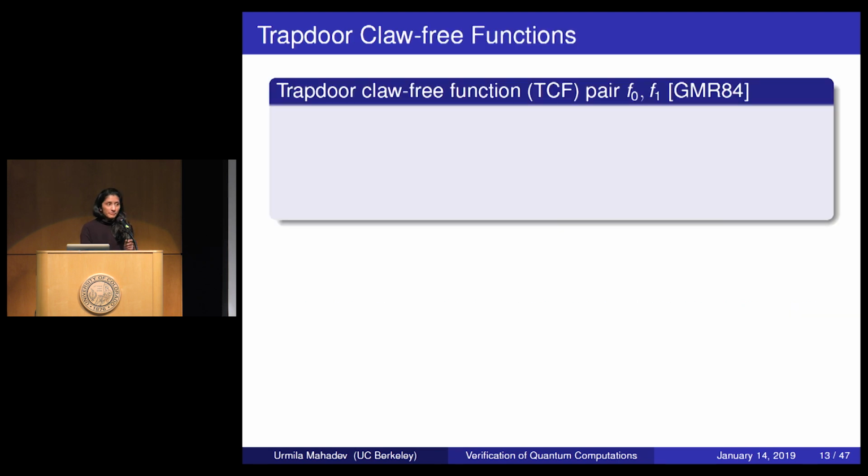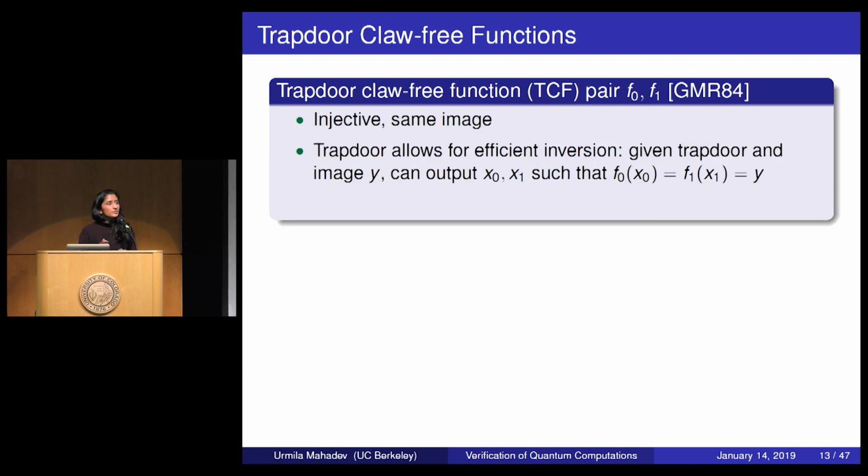Now, a trapdoor claw-free function pair is a pair of functions which are injective, and they have the same image. And there's also a trapdoor, which allows for efficient inversion. So there's an algorithm which takes as input a trapdoor and an image y, and it outputs the two pre-images of y. So let's call those x0 and x1.